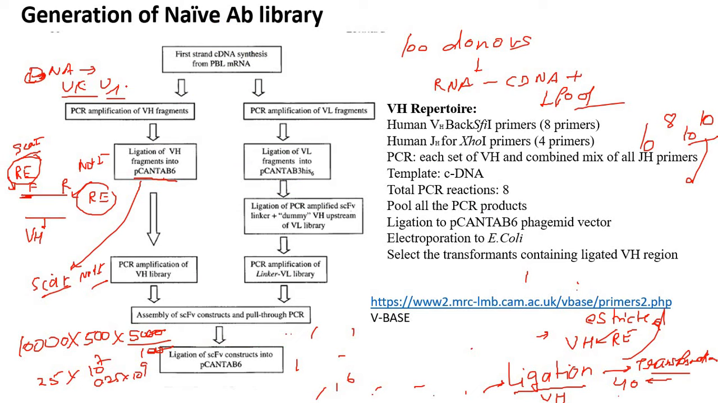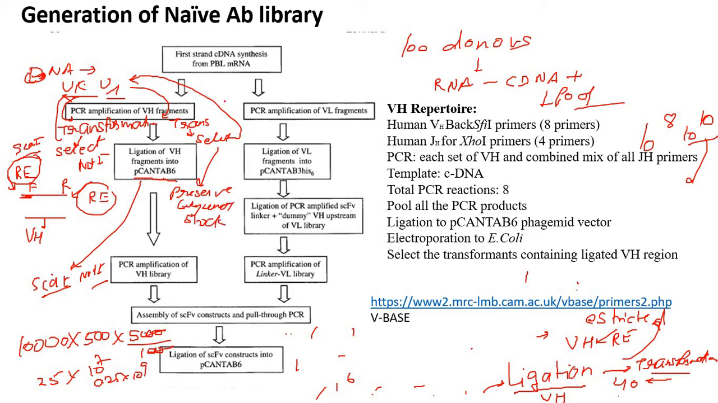Once you are done with this V kappa and V lambda, then the ligation part is done, then you will do the transformation separately for V kappa and V lambda. Then you will select the colonies which have the V kappa, and again you will select the colonies which have the V lambda. Once you are done with the selection of these colonies, you can just preserve them as a glycerol stock. Okay.